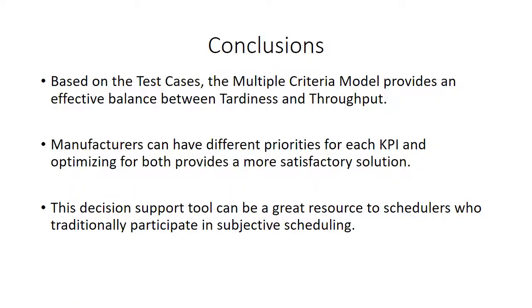Here are the conclusions of my project. As seen in the previous slide, the test cases prove that the multiple criteria model provides an effective balance between tardiness and throughput. Manufacturers and business professionals have different priorities when it comes to their KPIs and what metrics they wish to optimize for. Those professionals who wish to optimize for more than one KPI may use my program to come up with a satisfactory solution. Ultimately, this decision support tool can be a great resource to schedulers who traditionally participate in only subjective scheduling.